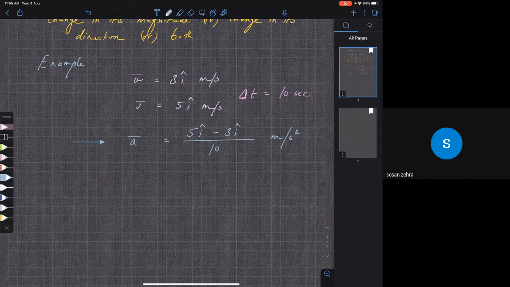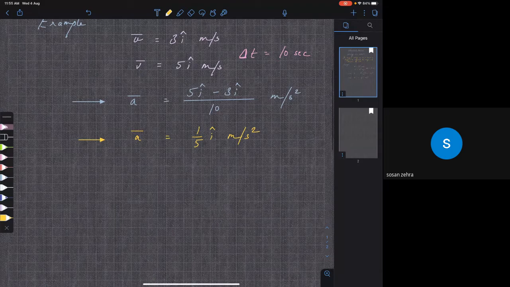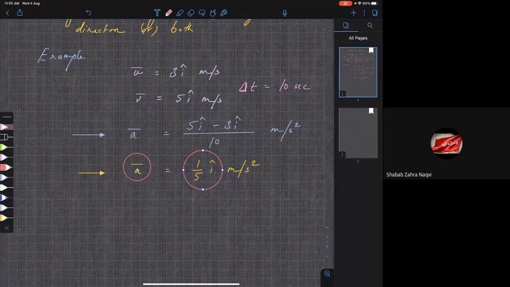So tell me, what is acceleration? 1 by 5 i cap meters per second square. Now here this acceleration is a result of change in magnitude. Do you agree? So this is example 1. Example 2.